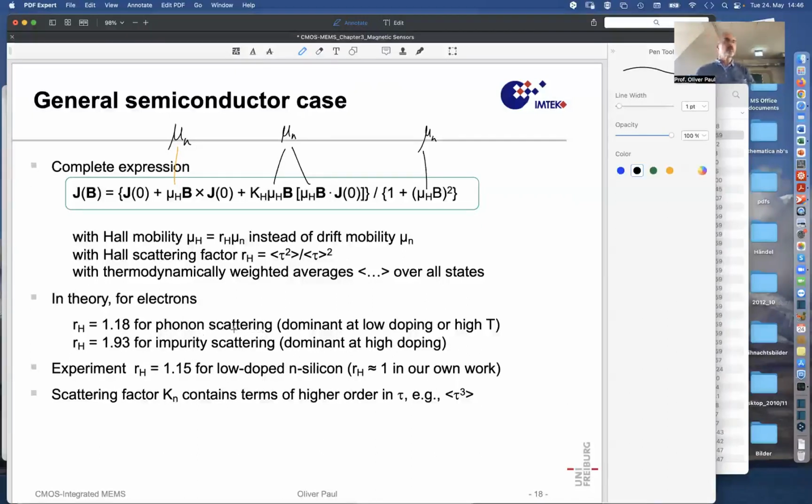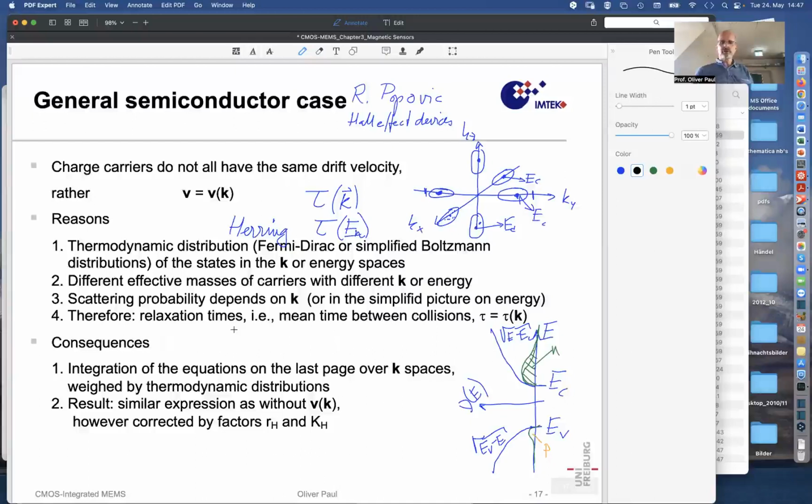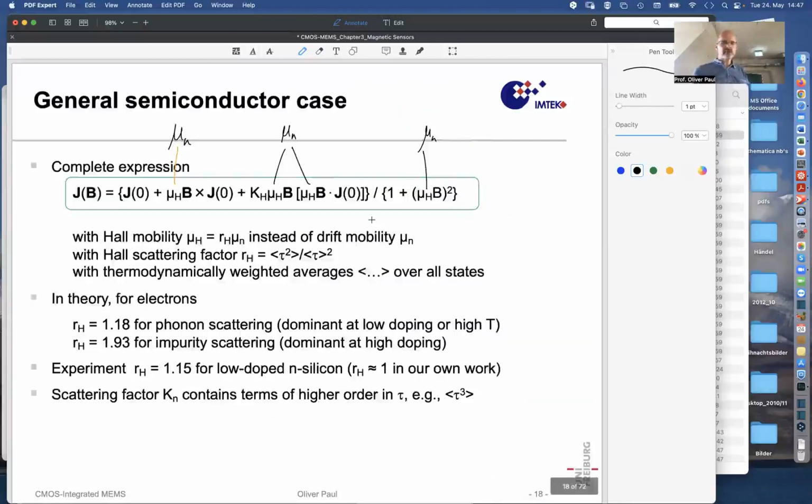So in case phonon scattering, the lattice scattering dominates, then it's clear that the higher the temperature, the more strongly the scattering occurs. And this, together with the thermodynamic distribution here, and a tau of E that one can compute for this type of scattering, leads to an RH of 1.18. And if impurity scattering dominates, so the dopants dominate, which means that the temperature is probably not too high, or the doping is high enough, then this can be 1.93.